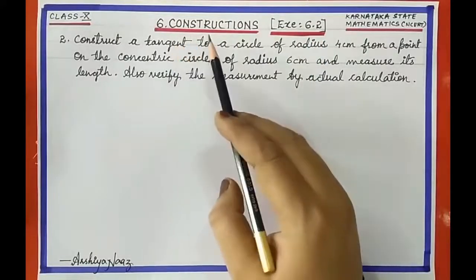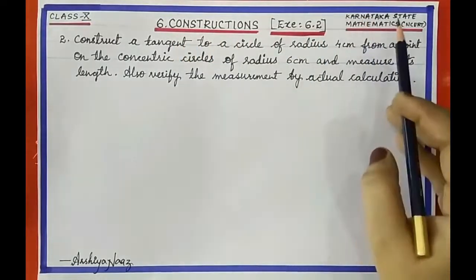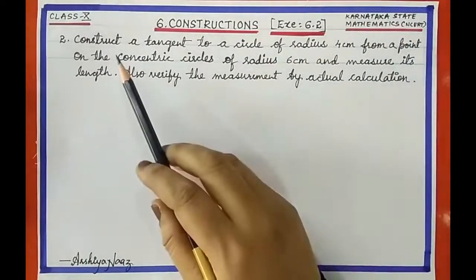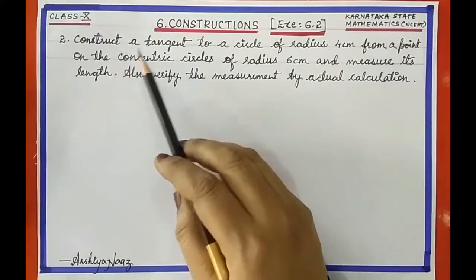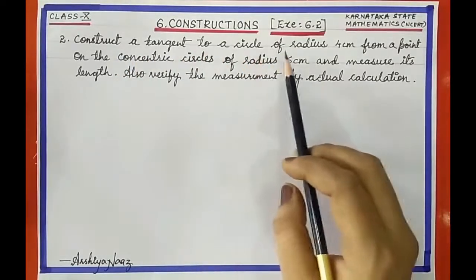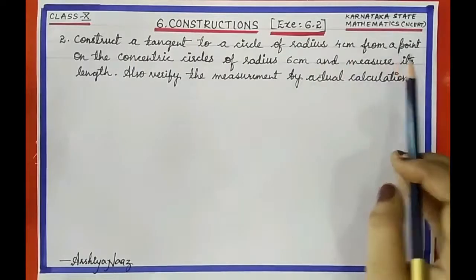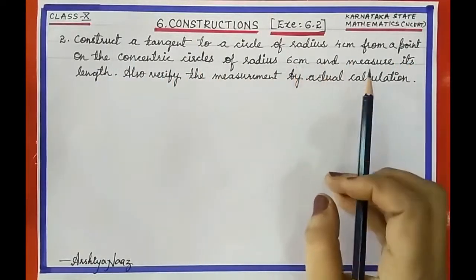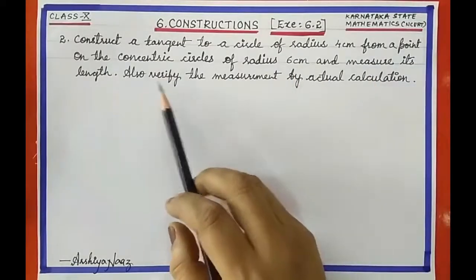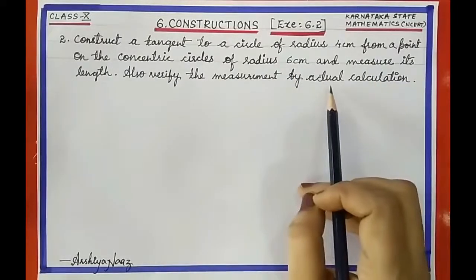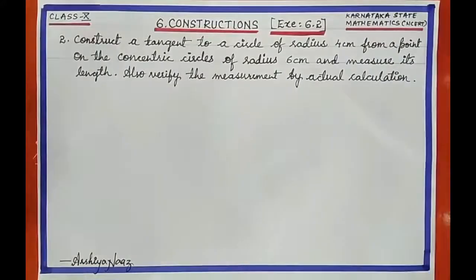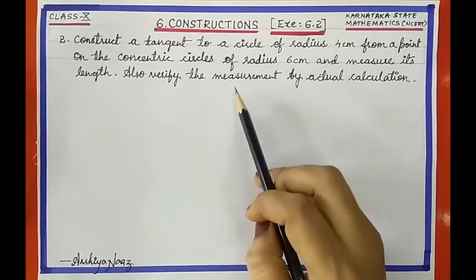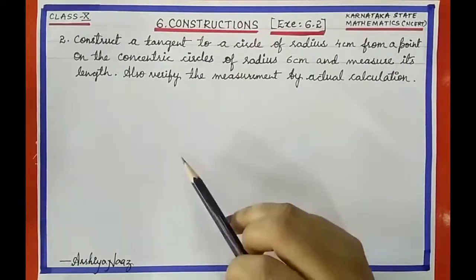From the 6th chapter, Constructions, of the Karnataka State Mathematics textbook, which is based on NCERT. The question is: construct a tangent to a circle of radius 4 cm from a point on the concentric circle of radius 6 cm and measure its length. Also verify the measurement by actual calculation. So dear students, according to the question and its information, let us start the construction step by step.